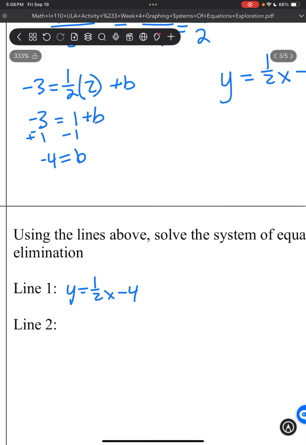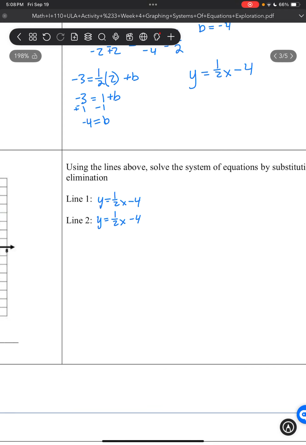Okay, so we're noticing something here. These are the same line, right? Just as what we're showing here, 1/2 x minus 4. I'm going to use substitution, because they can equal each other. That's going to just simplify to 0 equals 0. That's a sign that we have an all real number situation.